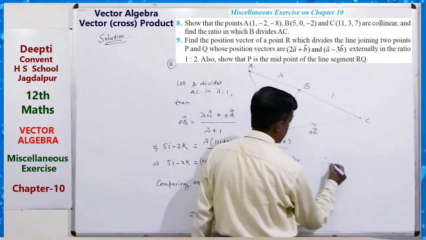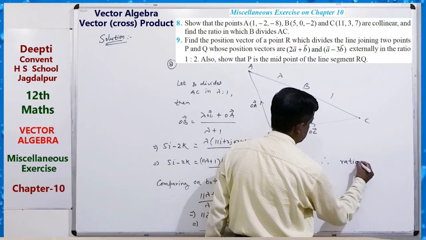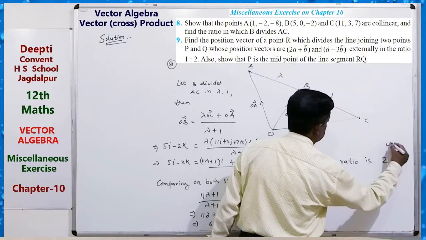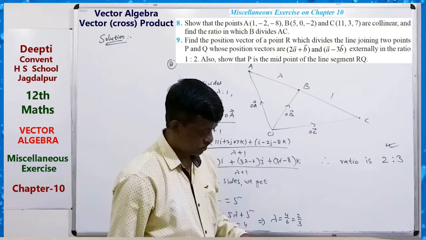Therefore, the ratio is 2:3. This is the solution. Okay. So this was the question 8.